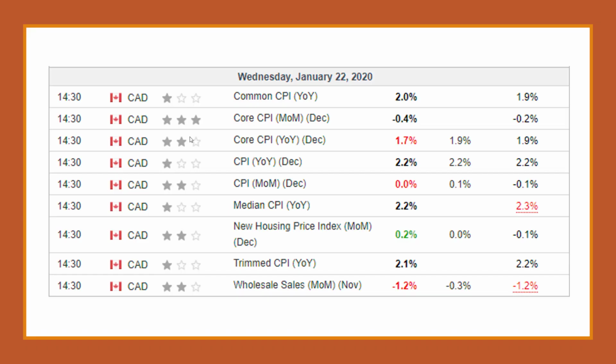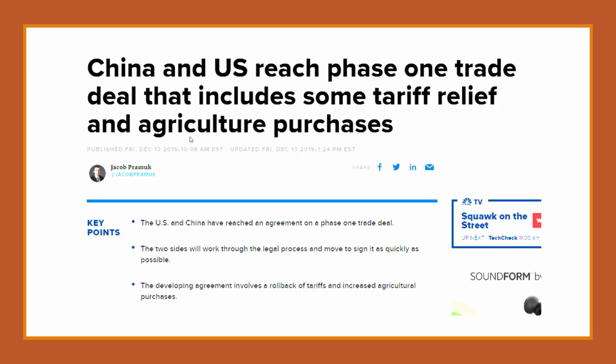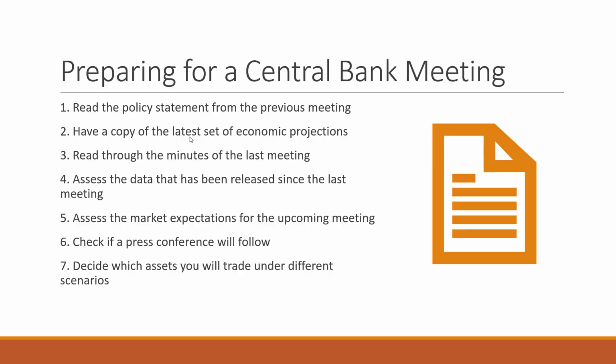So now let's go back to our steps for preparing for the meeting. So we've looked at the data. We now need to assess the market expectations. So the market expectations here were, okay, consumer spending, which was a source of strength, has weakened a little bit. Housing still remains pretty strong. House prices have gone up. So even though building permits came off, the prices were still pretty strong.